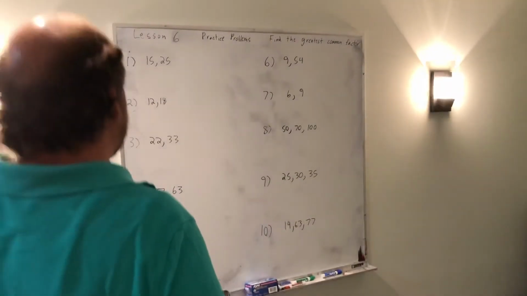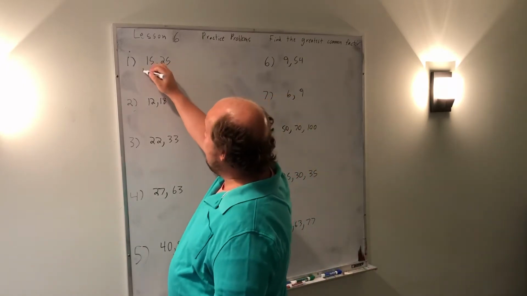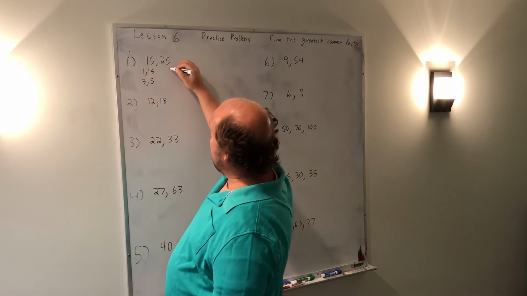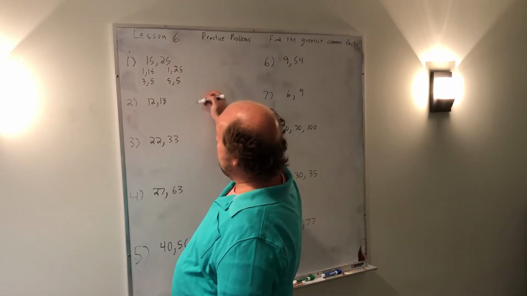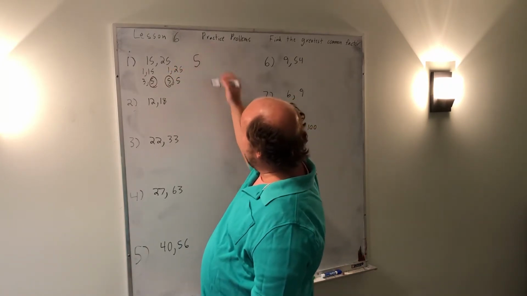Continuing with these greatest common factor problems, here in problem 1, when I break down 15, I get 1 and 15, or 3 and 5. When I break down 25, I get 1 and 25, or 5 and 5. The greatest common factor that occurs on both lists is 5.